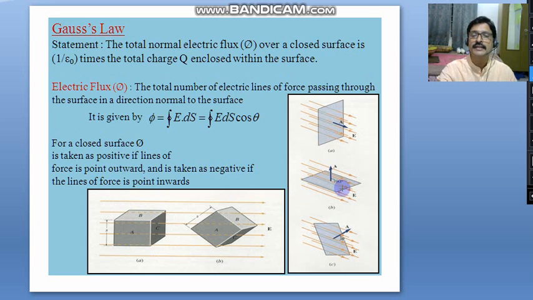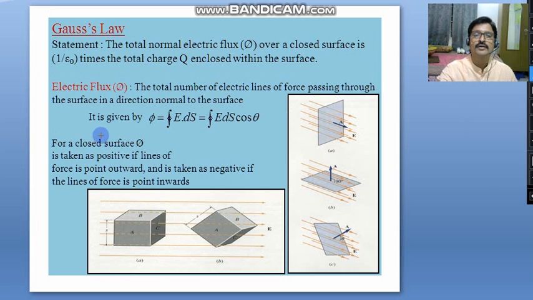Similarly, in this surface, the outward normal is in the upward direction, and the electric lines of force direction is in this direction. The angle between these two lines is 90 degrees. Hence theta is equal to 90 degrees. So depending upon the surface which we have chosen, theta changes, and hence the value changes accordingly.